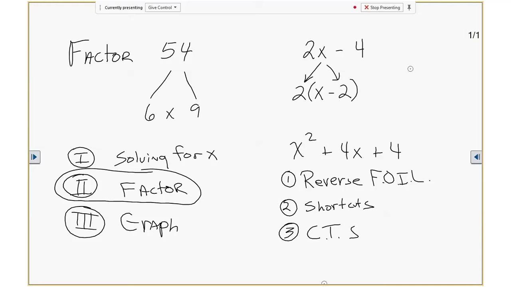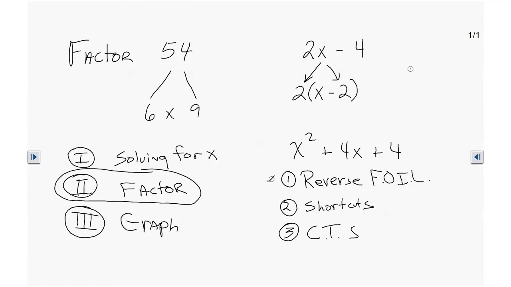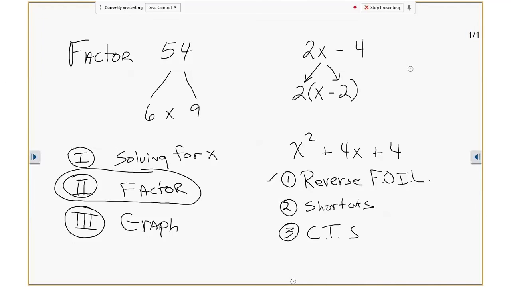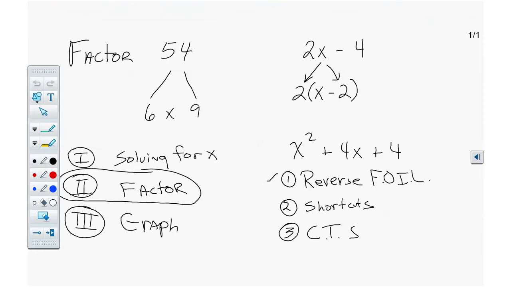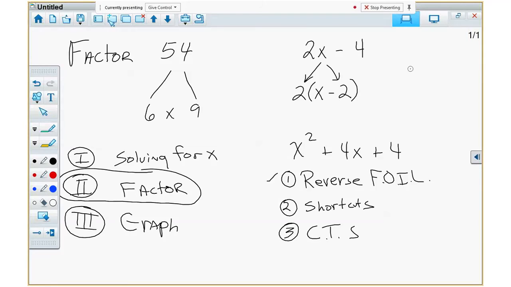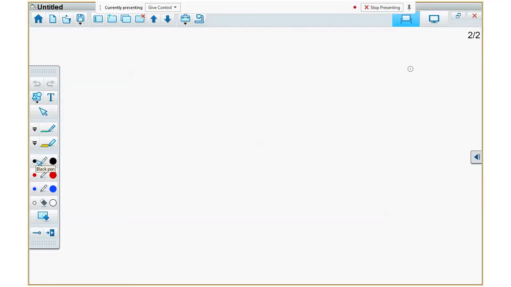That's not too bright. So, reverse FOIL. Let's go over that first. Let's do a review over that. Now, I teach it a little bit different. I teach it the way that I learned it. So, if you don't like it, then do it your way.